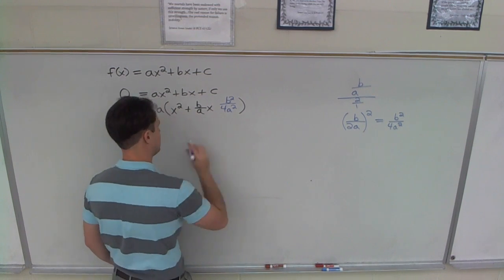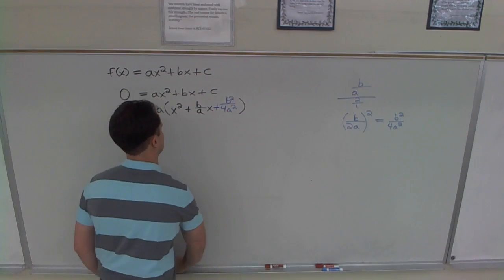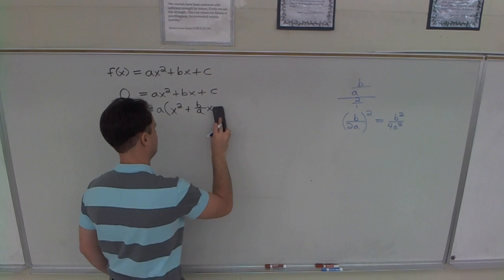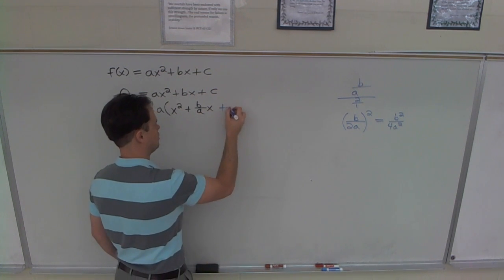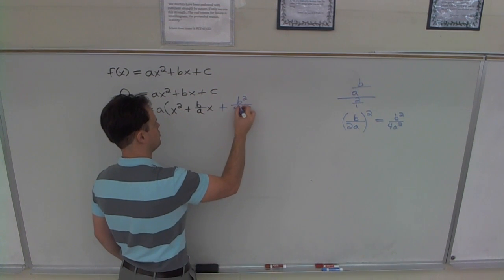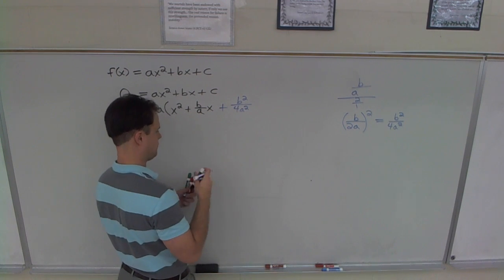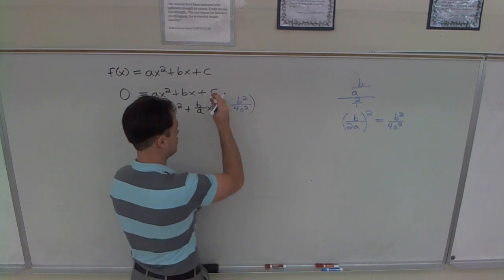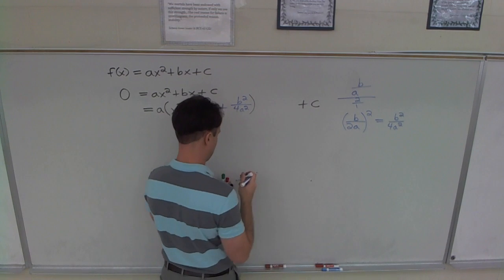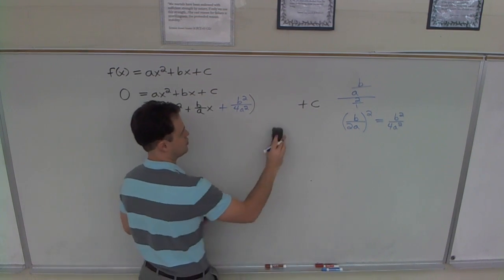And we're adding it, right? So make sure that's clear that that's a plus. You know what? I'm going to space this out a little bit. So I'm adding b squared over 4a squared. We've still got our c floating around. I'm going to erase my scratch work now.